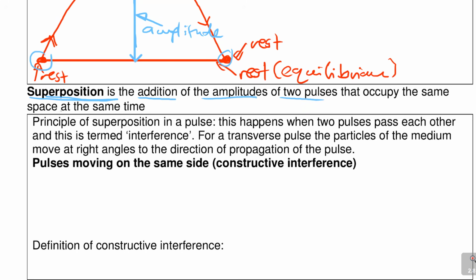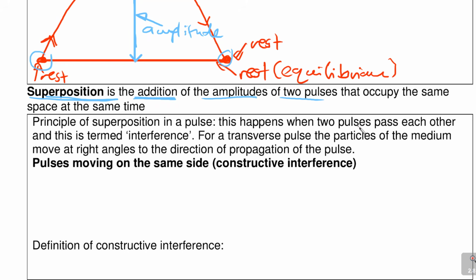I'm going to demonstrate that. So let me repeat again. If they ask you what is superposition, you are going to say superposition is the addition of what? Of amplitudes of two pulses that occupy the same space at the same time. Are you with me? And then we're saying principle of superposition in a pulse.